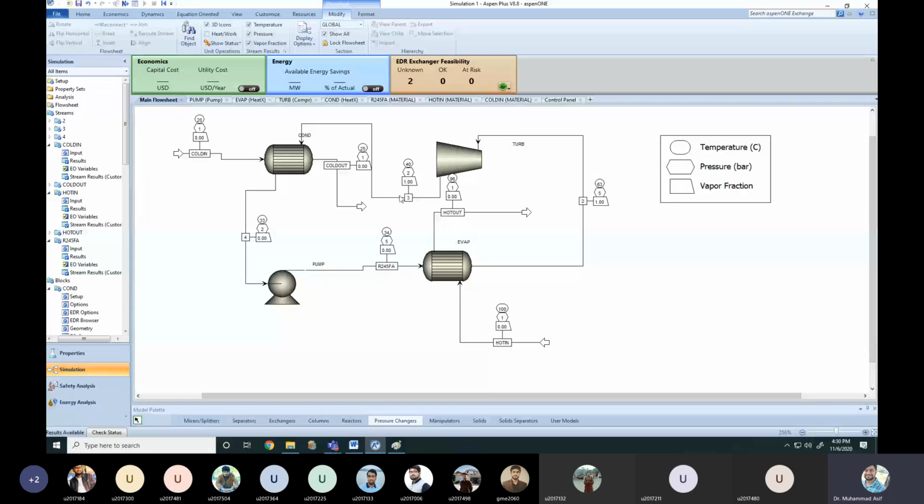So these vapors, we need to again convert into liquid. So what we'll do here is use cooling water. The cooling water is available at 20 degrees C and 1 bar.